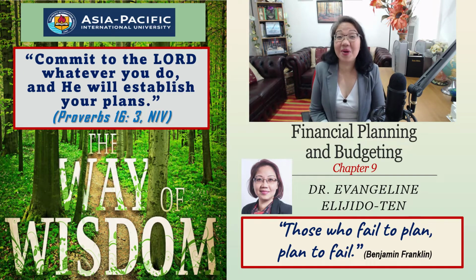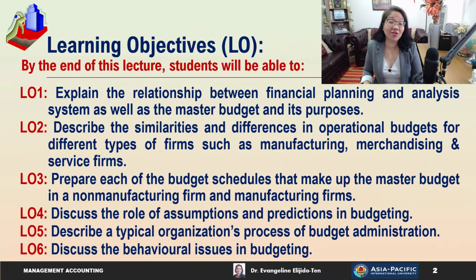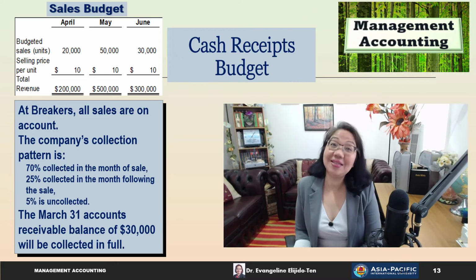Welcome back to Part B of Financial Planning and Budgeting lecture. Here, we will cover the rest of Learning Objective 3 and also Learning Objectives 4, 5, and 6. So, let us resume. We'll start here with the preparation of cash receipts budget.